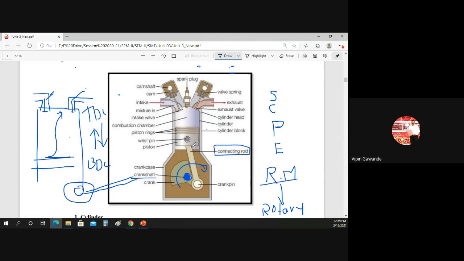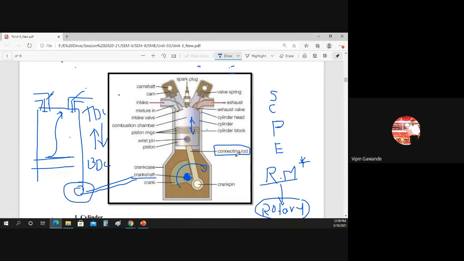The piston is moving upward and downward, so this is the reciprocating movement of the piston. Now this movement is converted into rotary movement of the crankshaft, and that is done by means of what? By means of the connecting rod. The connecting rod is connected between the piston and the crankshaft, or the crank. So this is a very important question. You have to remember that the reciprocating movement of the piston is converted into rotary movement by means of the connecting rod.